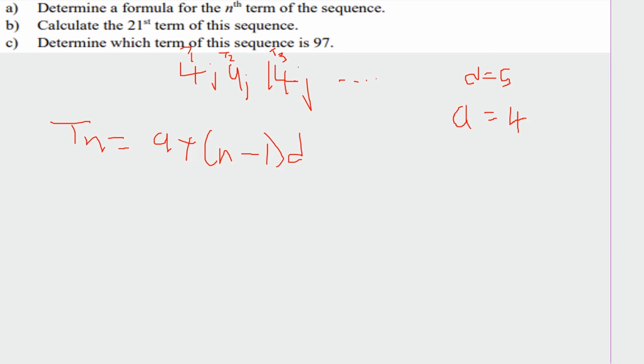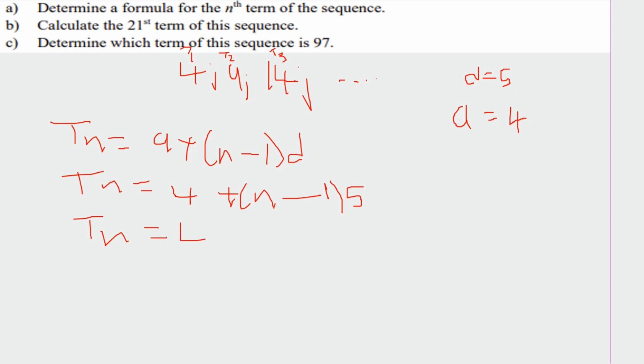So now we can just plug in the values that we have calculated, which is D equals 5 and A equals 4. So when we plug those values in, we'll have Tn equals 4, the value of A is 4, and then this will be n minus 1, and now the value of D will be 5. And then we simplify.